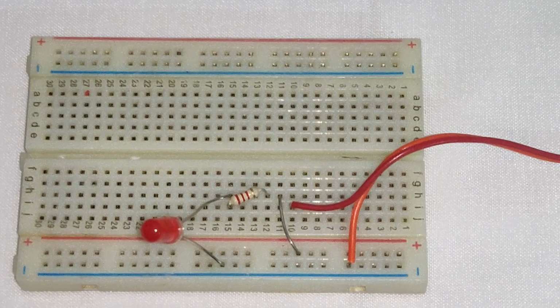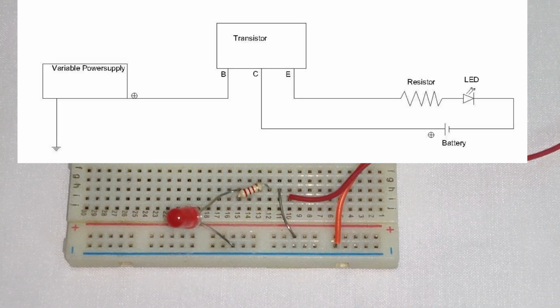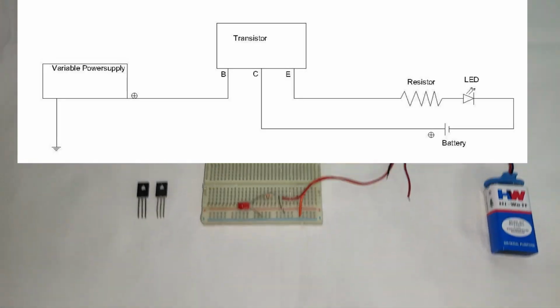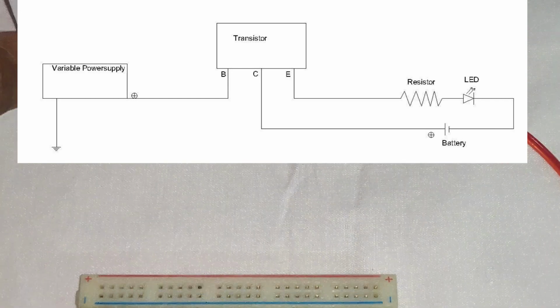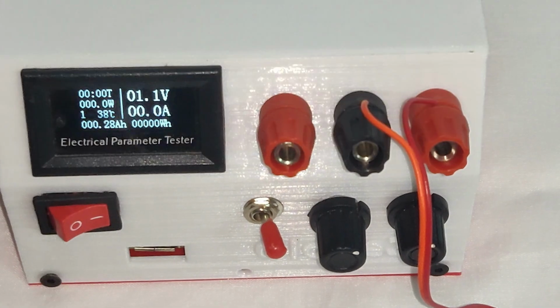Now, experimental time. In the experimental setup, the base is connected to a variable power supply, and the emitter and collector are connected to an LED with a battery, as shown in the circuit diagram.